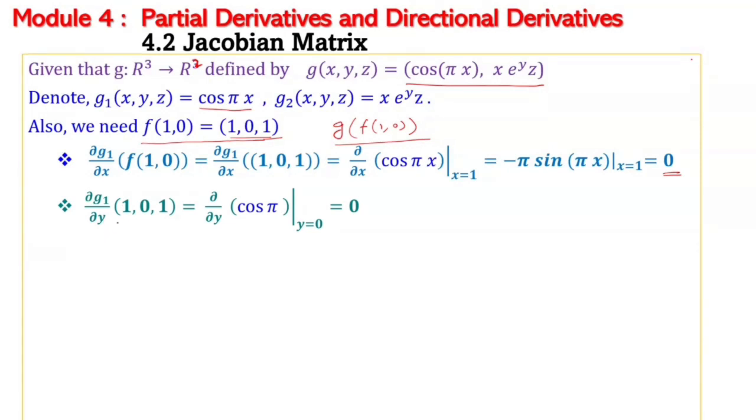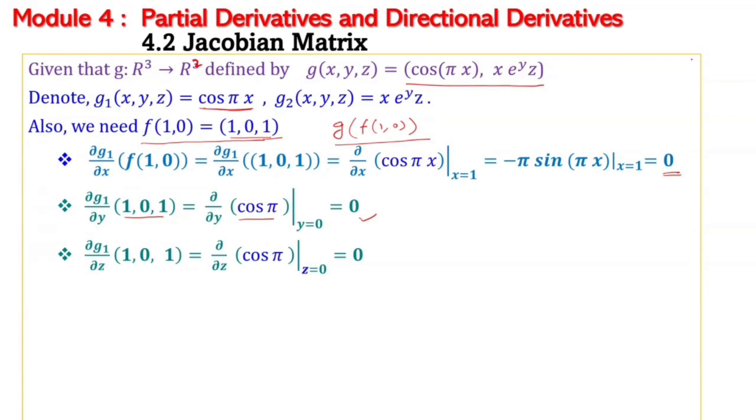Then the second one is with respect to y. So when we take the derivative with respect to y, we have to put x is equal to 1 here. So x is equal to 1, y is a variable, and g is equal to 1. So there is no g in this case, no y. Therefore it will become cosine pi, which is a constant with respect to y, so the derivative will be 0.